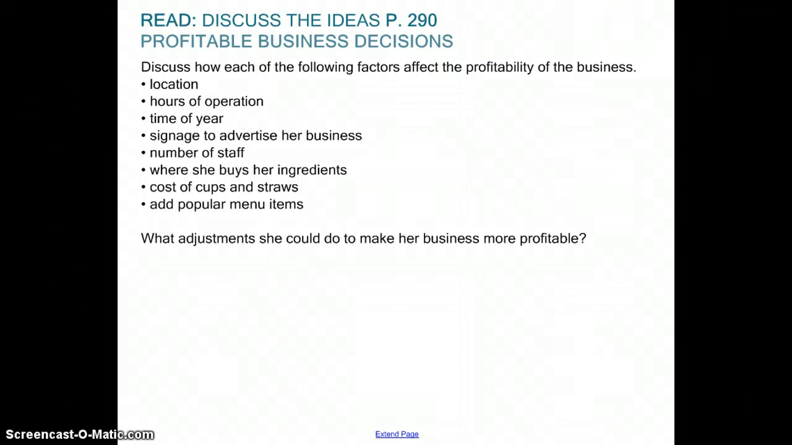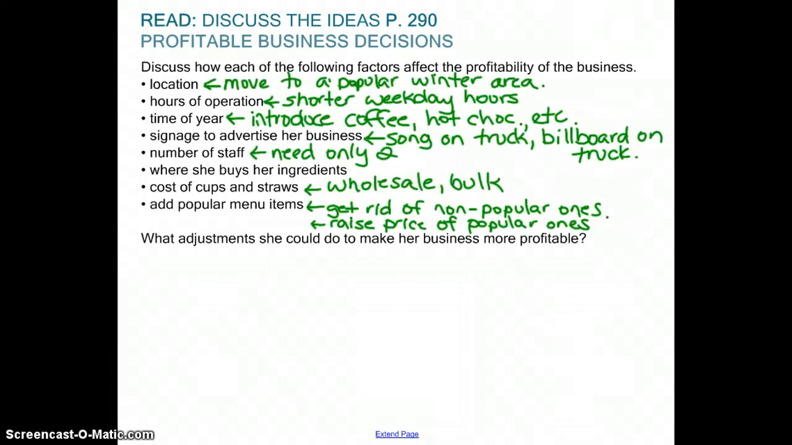Then discuss the ideas on page 290. Go ahead and read that now, and then we'll discuss the questions. So these are just some suggestions. Take a minute to pause the video and check that you got some similar ideas. So we have location, move to a popular winter area. Hours of operation, you could shorten the weekday hours. Time of year, because she's at the beach in winter, that doesn't really work out. Maybe she could reduce employees, buy cups and straws in wholesale or bulk, and add the price of popular menu items and get rid of non-popular ones. Those are just some suggestions.